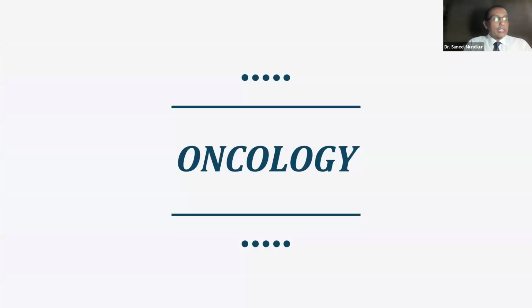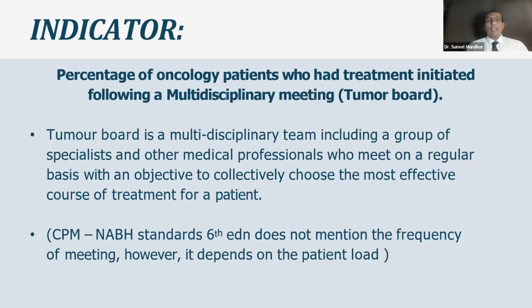Then the fourth indicator which I need to discuss is on oncology. A very, very simple indicator: percentage of oncology patients who had treatment initiated following a multidisciplinary meeting or the tumor board. A tumor board is a multidisciplinary team including a group of specialists and other medical professionals who meet on a regular basis with an objective to collectively choose the most effective course of treatment for a patient. The clinico-pathological meetings, as it's mentioned in NBA standards, 6th edition, does not mention the frequency of the meeting. So it says that clinico-pathological meetings need to be conducted. However, it depends on the patient load.